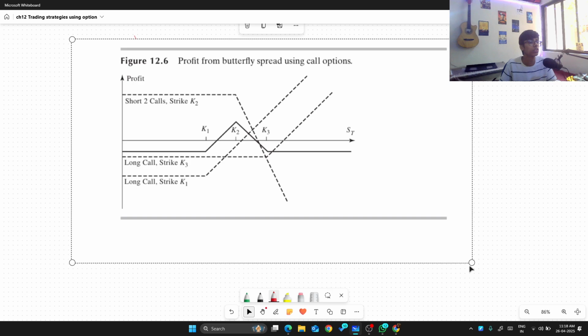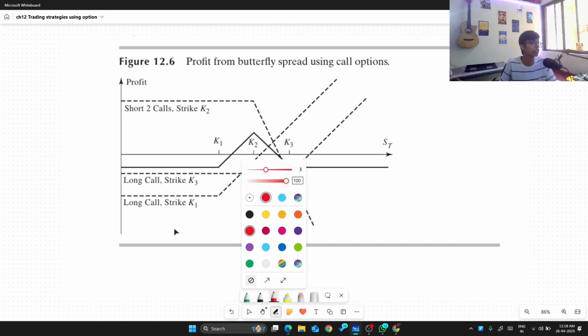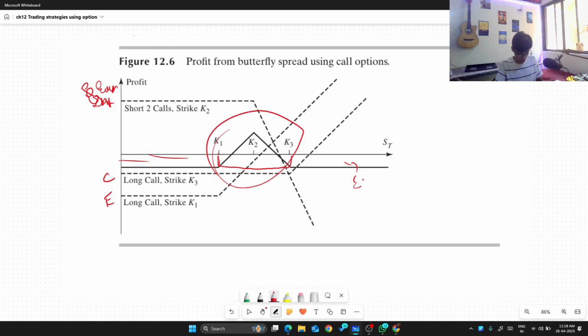Right, this is the butterfly spread. This is expensive, so that's why it is down here. K1 is expensive, K3 is cheap, and the payoff of the long call, and then we shorted, we earn money from it, right? And this is our payoff. And if the price is between this, we will earn money, and then we will lose it. And the diagram of this would be simple, let's say.